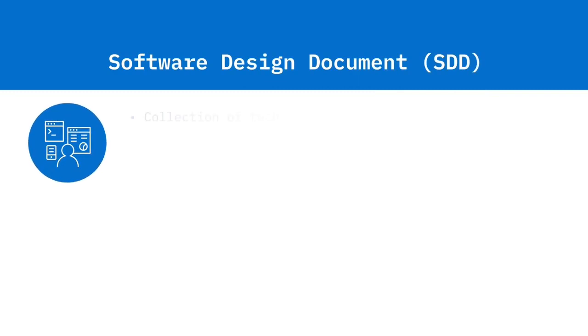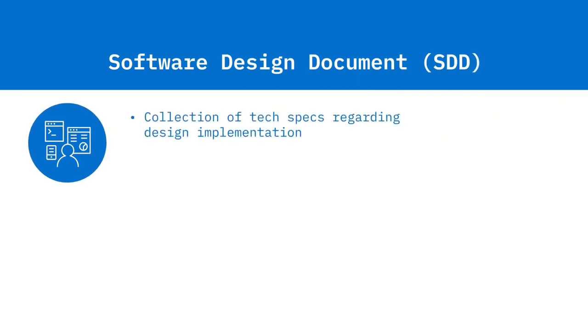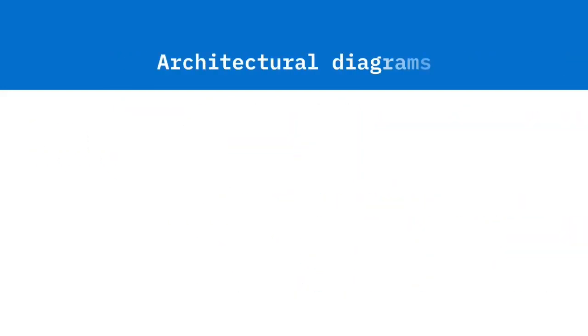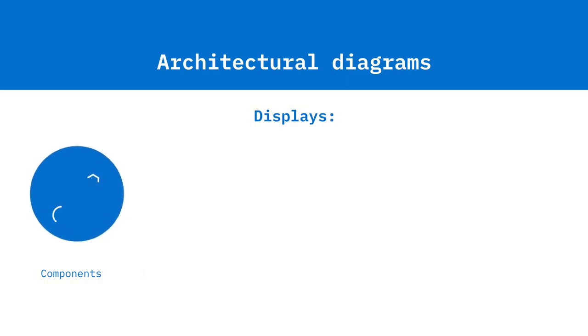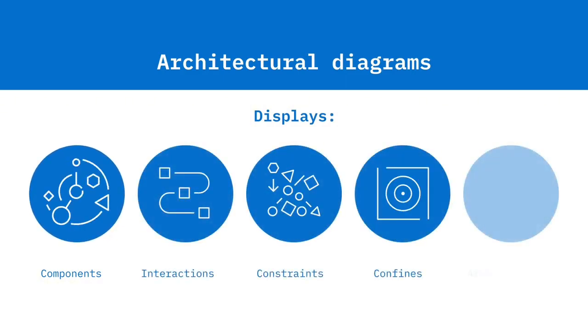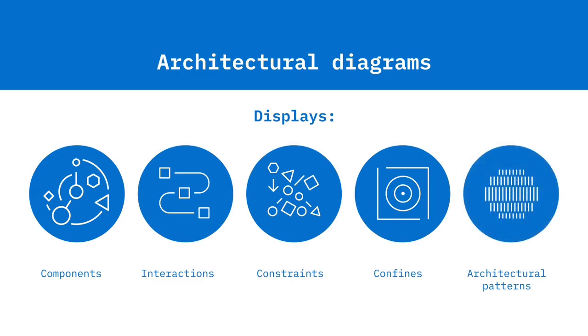The SDD is a collection of technical specifications that indicate how the design should be implemented. It provides a functional description of the software and design considerations, such as assumptions, dependencies, constraints, requirements, objectives, and methodologies. The architectural diagram displays components, their interactions, their constraints, and their confines. It displays the architectural patterns used in the design.